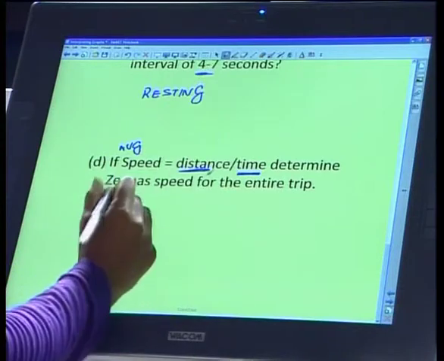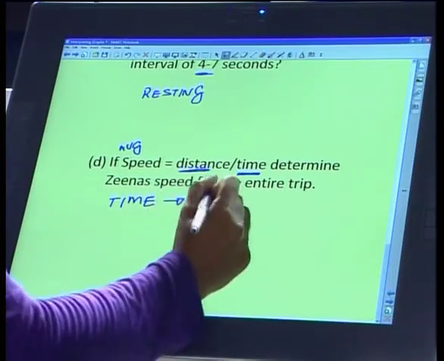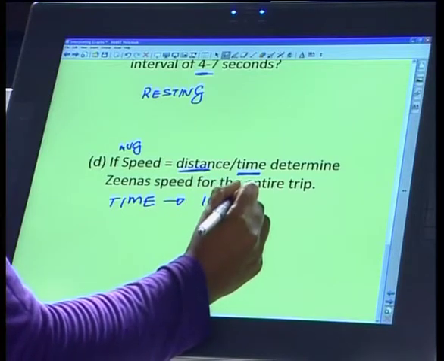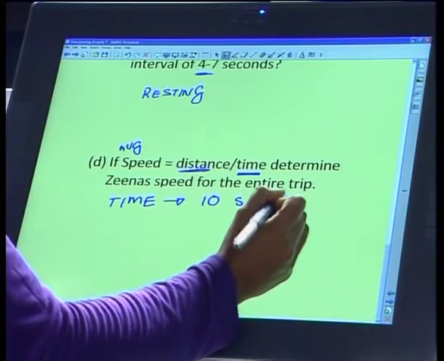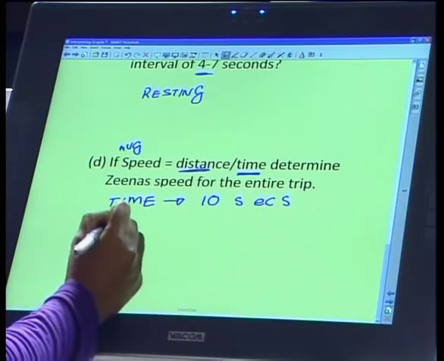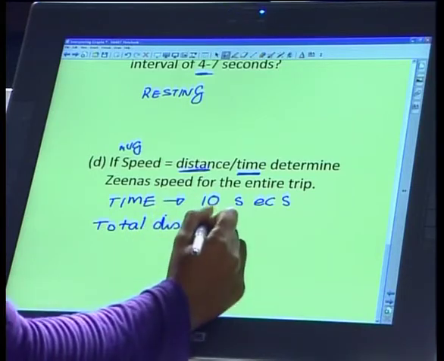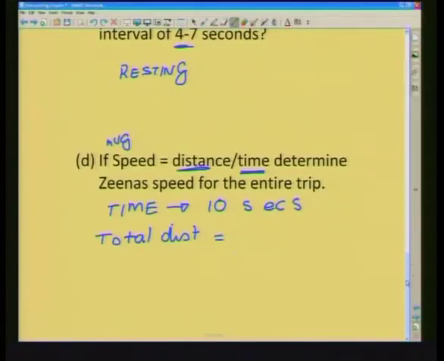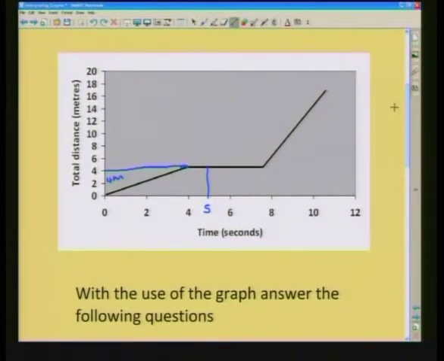We were told right at the beginning of the question that Grant was recording this for 10 seconds. So her total time is 10 seconds. And the total distance, we have to actually go to the graph and work that out. So all we've got to do is let's just go to the graph and work out what the total distance is.